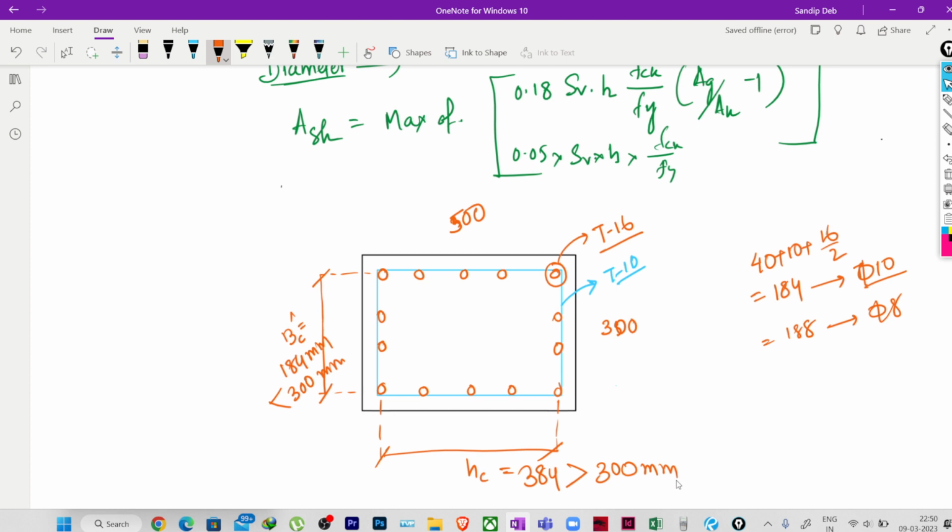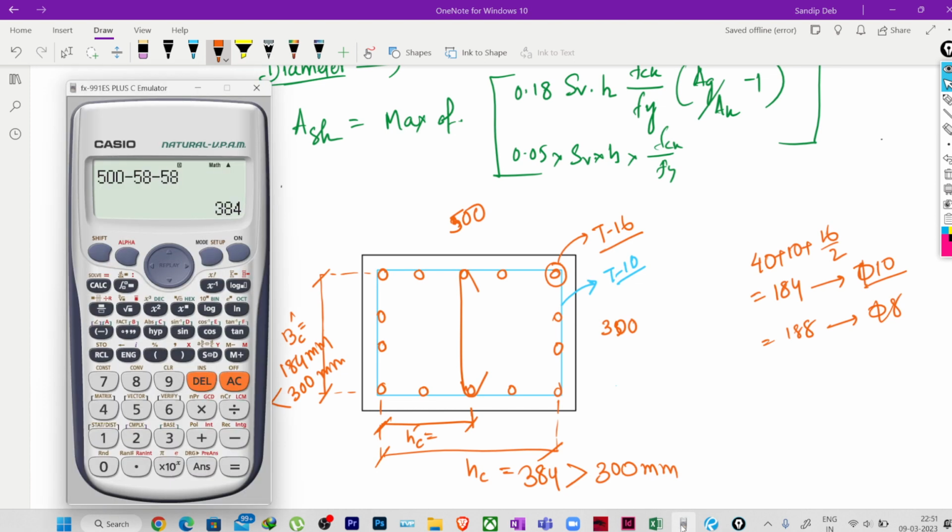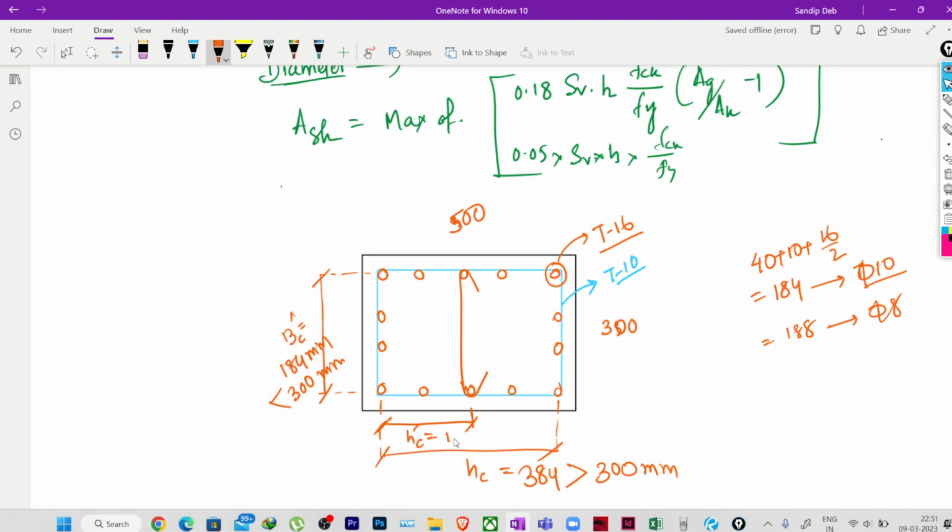So what we have to do? We have to provide some additional link here. So I will provide, suppose, one additional link here. So now what will be this dimension? Now the length of this particular leg of the stirrup is broken here. So now we can call it HC dash, which is equal to how much we can say? Half of this 384, right? So 384 divided by 2 equal to 192 mm. So now it is fine.